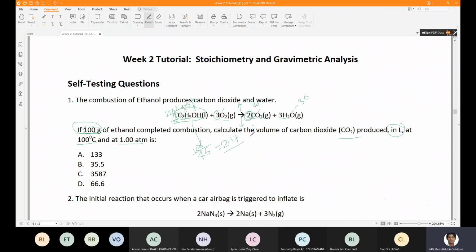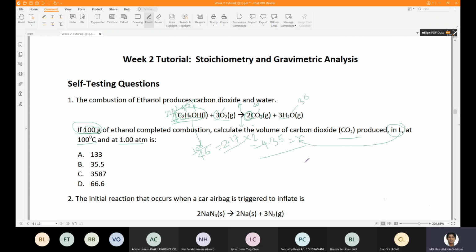So 2.17 will produce times 2, which is 4.35 moles, rounded up. So 4.35 moles of carbon dioxide will be produced. Now we know the number of moles, which is n. Number of moles is n. And now it is asking how many liters. How many liters will it be from that number of moles?